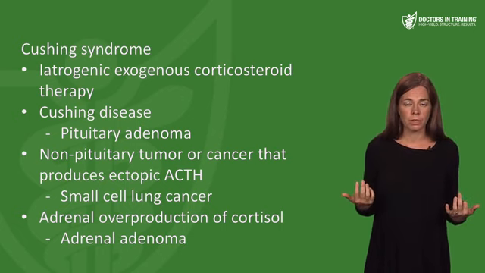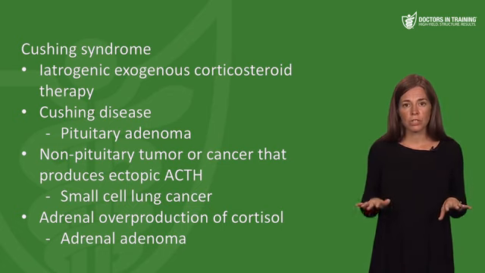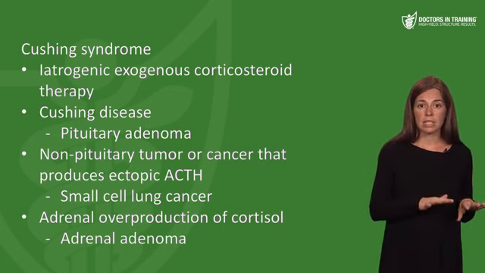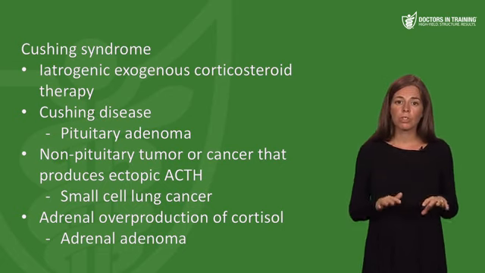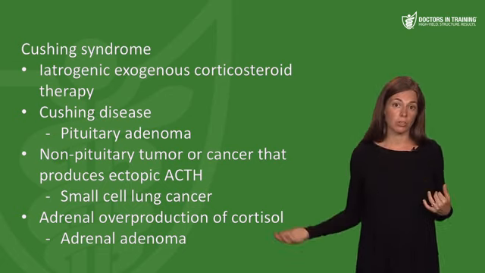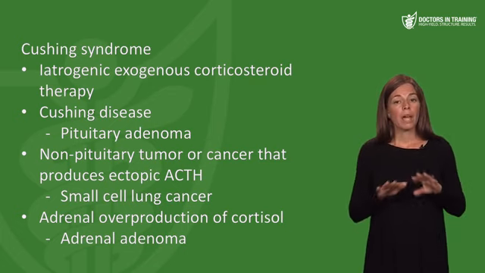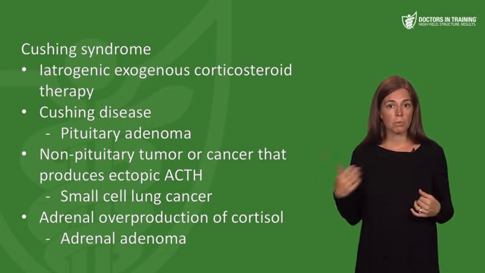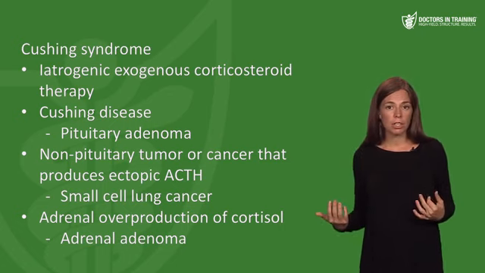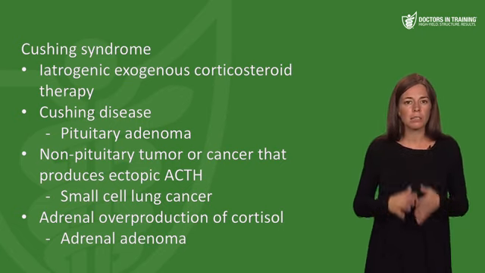Now, one clarification I want to make about the frequency of the different causes of Cushing syndrome. Traditionally, Cushing disease, an ACTH-secreting pituitary adenoma, is considered the second most common cause of Cushing syndrome behind the iatrogenic causes. In fact, this is what it says in most Step 1 review books. However, other sources suggest that ectopic ACTH syndrome from small cell lung cancer may be more common than Cushing disease, but probably is underdiagnosed.